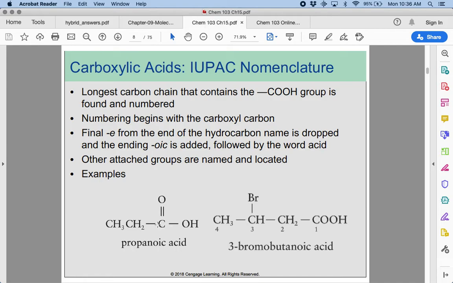So if this was propane, prop, 1, 2, 3 carbons, we're going to chop off the E and make it propanoic acid. Here we have 1, 2, 3, 4 carbons, so this would be butanoic acid. And it also has a bromine on the 3 carbon, so 3-bromobutanoic acid.